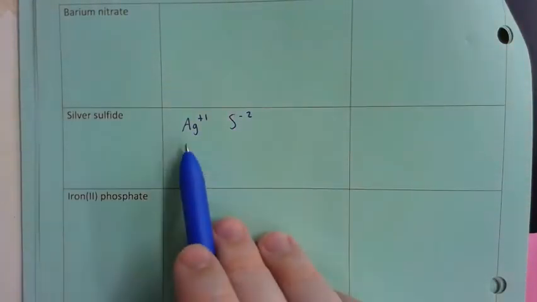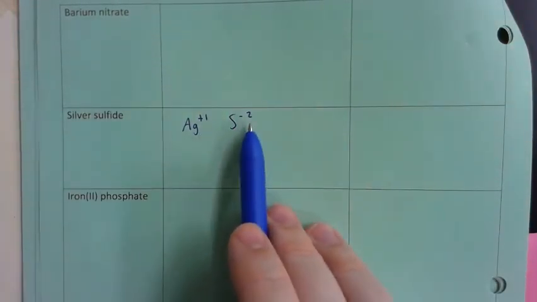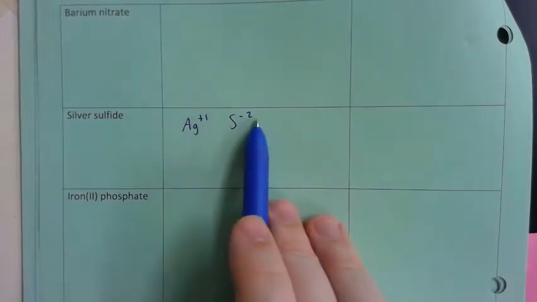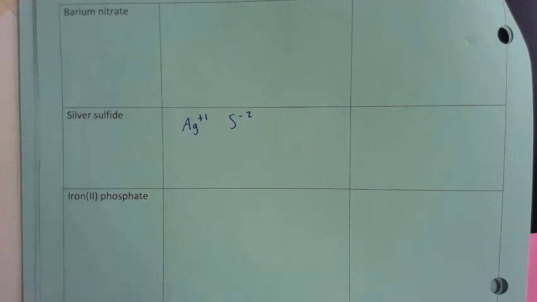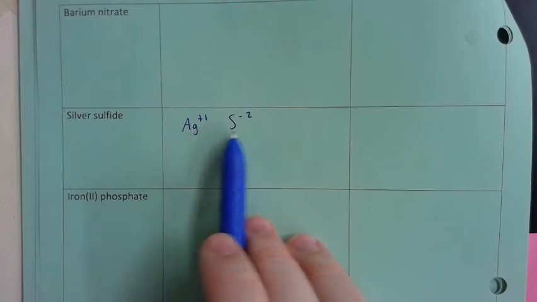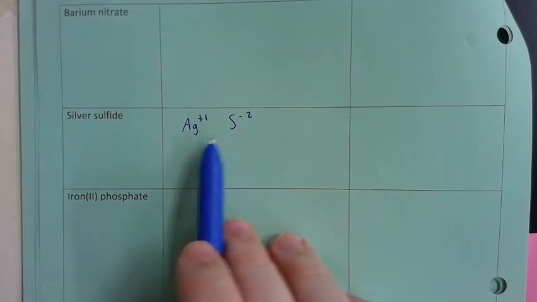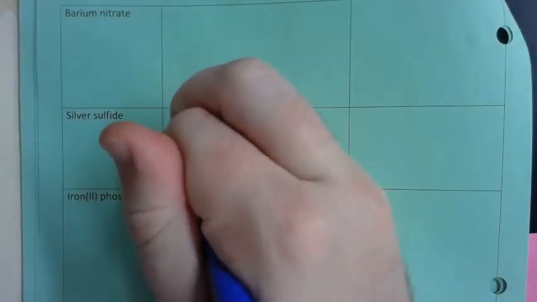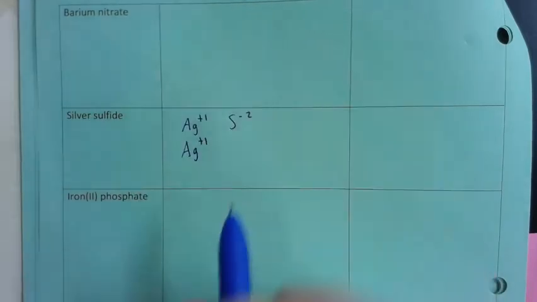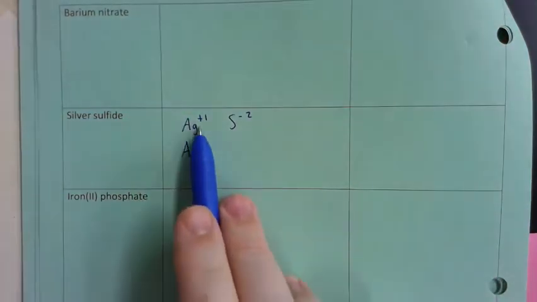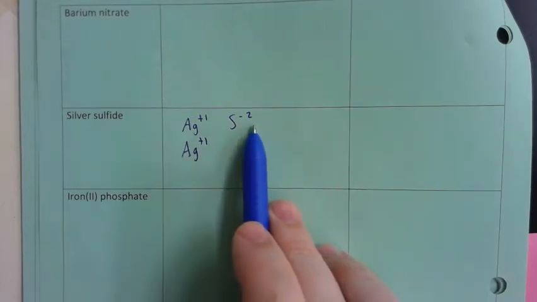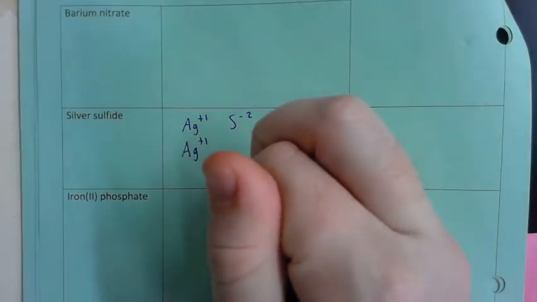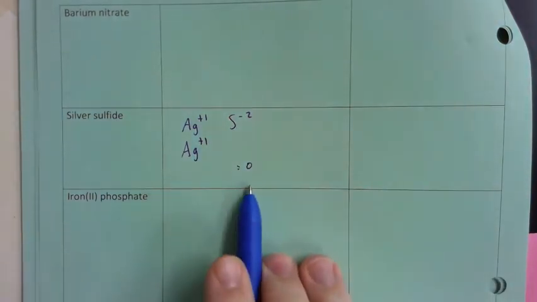So silver has a positive 1 charge, and sulfide has a negative 2 charge. These charges are not equal and opposite. So just like we did with the puzzle pieces, we have to add whole numbers or whole ions together. So in order to cancel out the negative 2 charge of sulfide, I need to add another silver ion. Right, so now I have a positive 2 charge with my silvers and a negative 2 charge with my sulfide, giving me a total charge of 0.